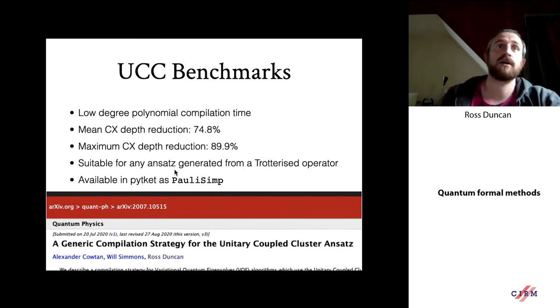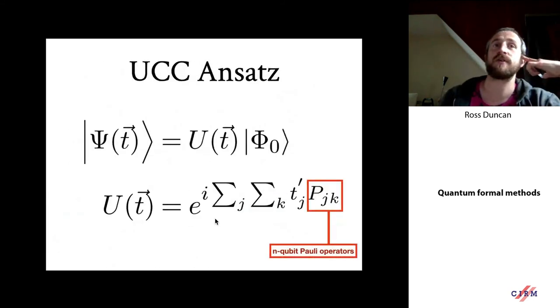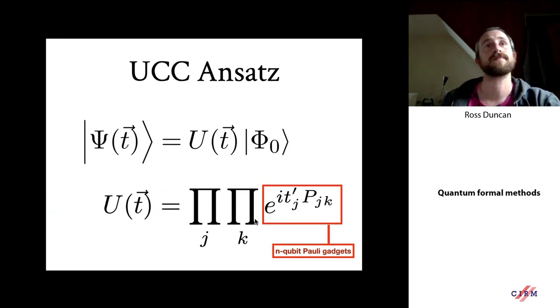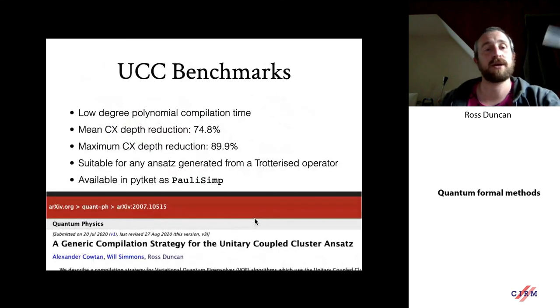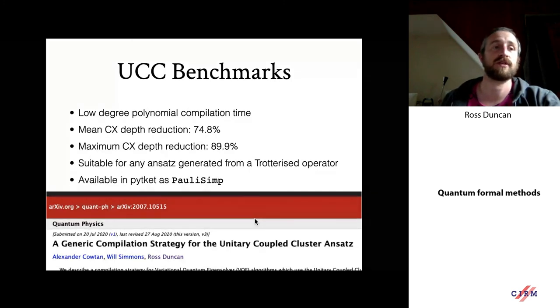And we observed a reduction of depth on average of 75% compared to the naive circuits that we started with. And in the best case, it was a depth reduction of 90%, which is really the difference between does your circuit work or do you just get noise as the output. And although we've been discussing it as being a particular strategy for these UCC ansatzes, it actually works for anything which has this form here, which is very common in many quantum algorithms. And if you've downloaded PyTket already, you can find this in the manual as PolySimp, one of the many circuit simplification methods which are available.